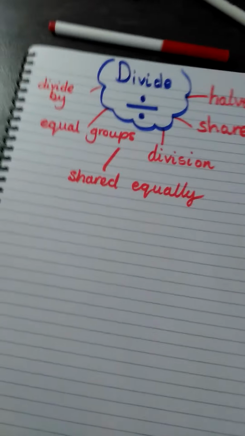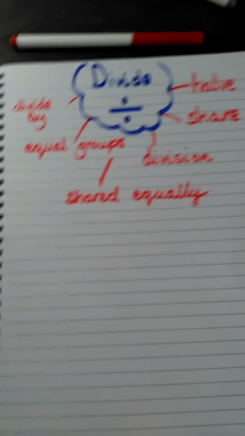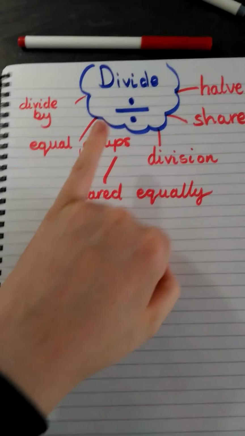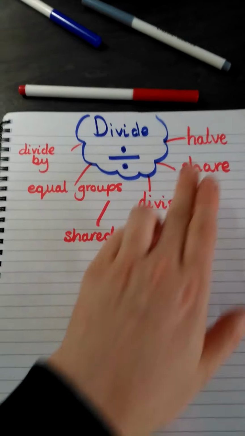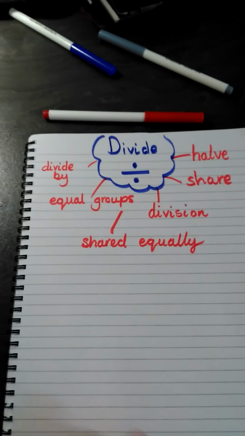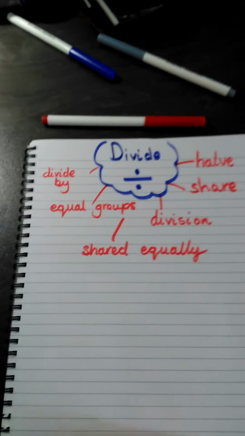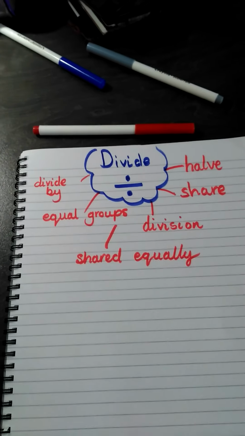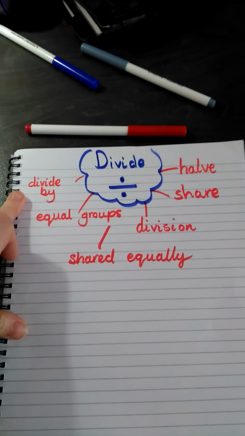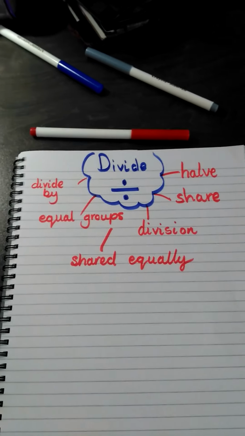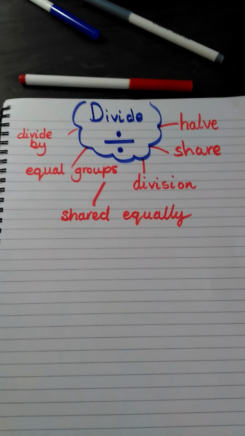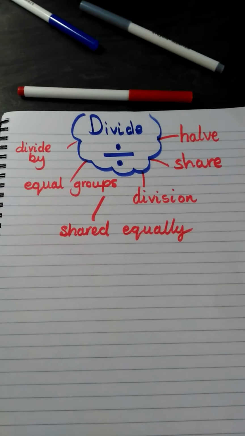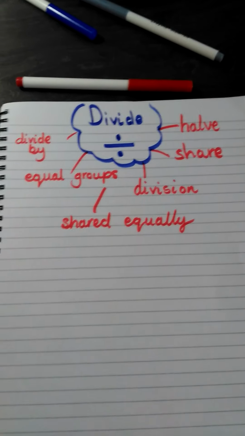So let's start. It's really important to know the words that are associated with the divide sign. So this is the divide sign. I've looked at halving or half. It also means to share. We also call it division. We might say divide by, or equal groups, or shared equally. So there are some of the phrases you may hear me say when I'm speaking about division and dividing numbers.